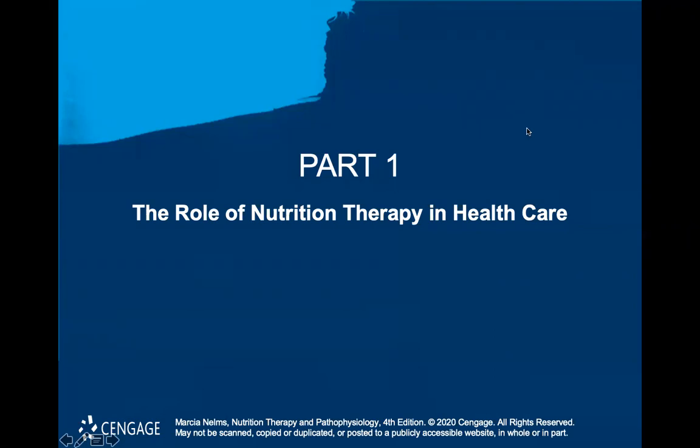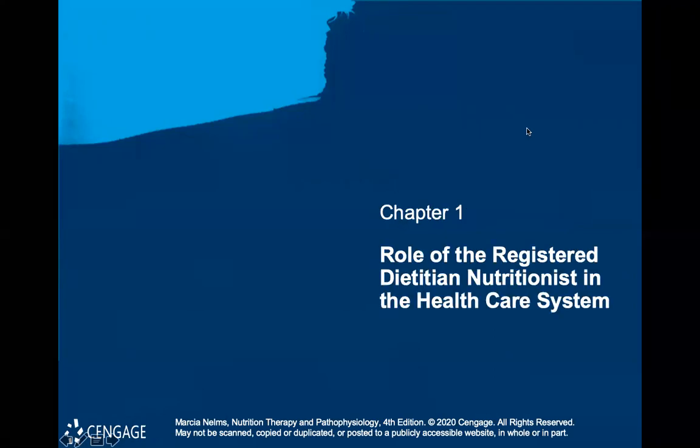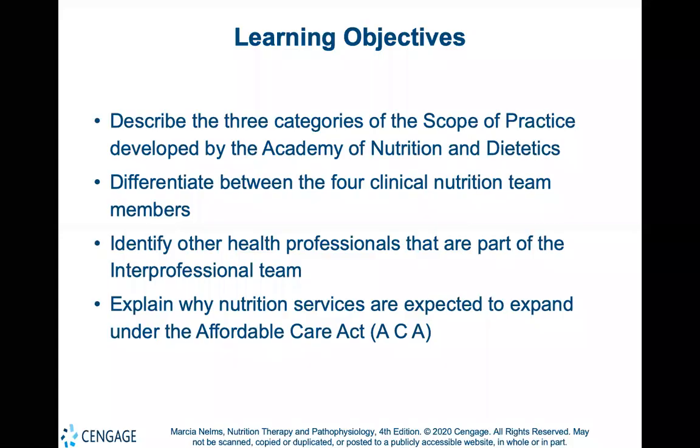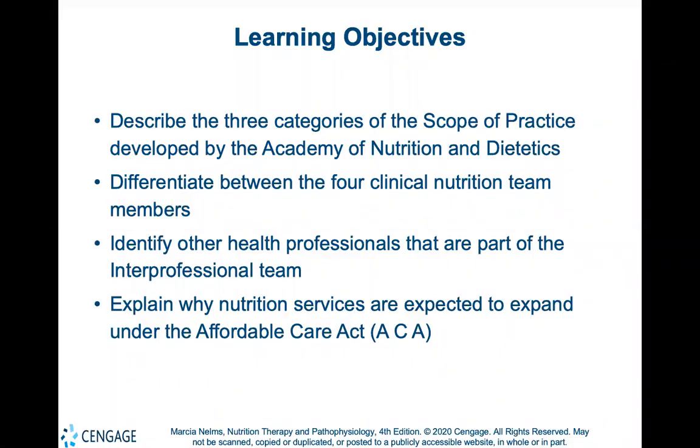The role of nutrition therapy in healthcare. Role of the registered dietitian nutritionist in the healthcare system. Our learning objectives: describe the 3 categories of the scope of practice developed by the Academy of Nutrition and Dietetics. Differentiate between the 4 clinical nutrition team members. Identify other health professionals that are a part of the interprofessional team. Explain why nutrition services are expected to expand under the Affordable Care Act.